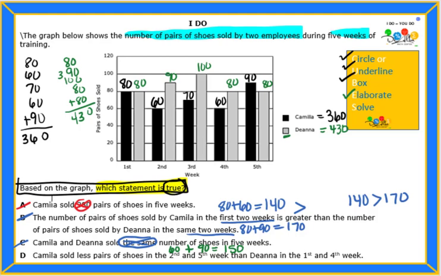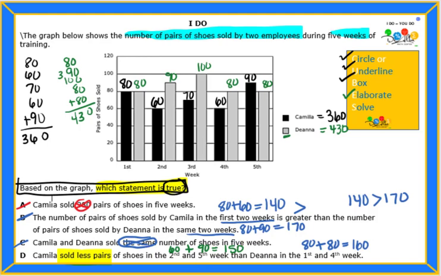And now we're going to look at Deanna's sales for the first and fourth week. So let's be careful. And let's make sure we get the first week. Deanna is the gray bar. That would be 80. And then the fourth week, that would be another 80. And that's 160.